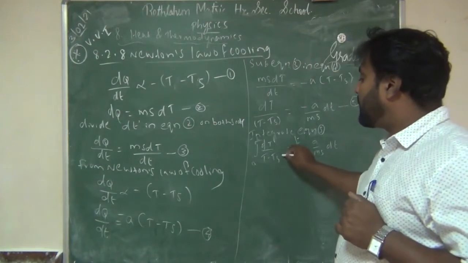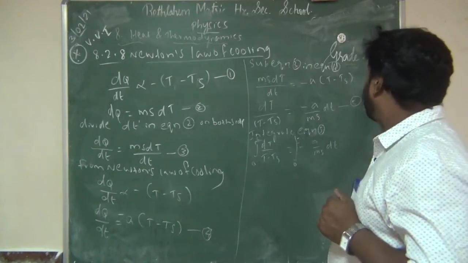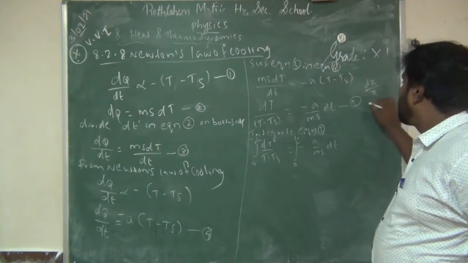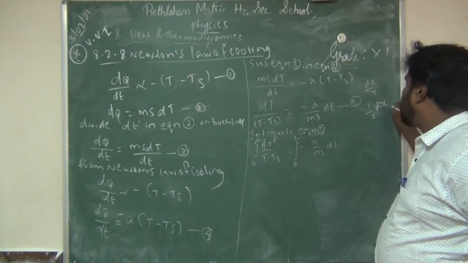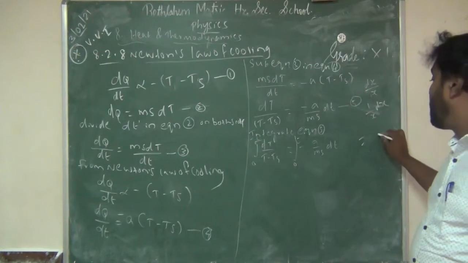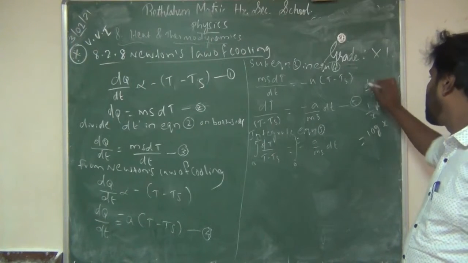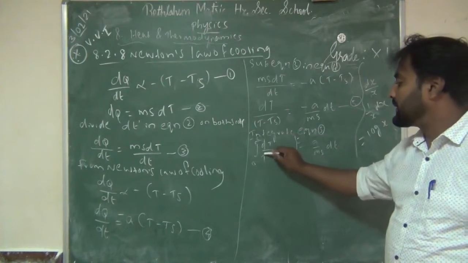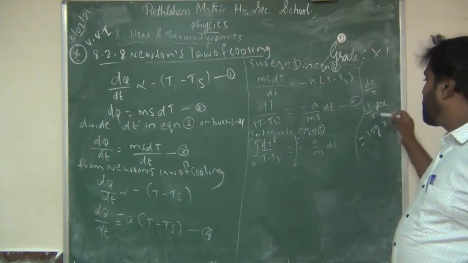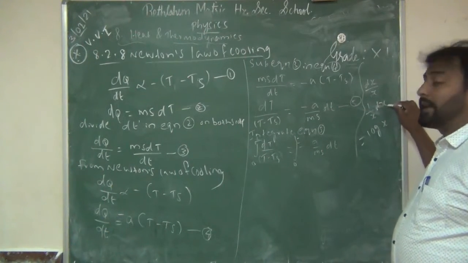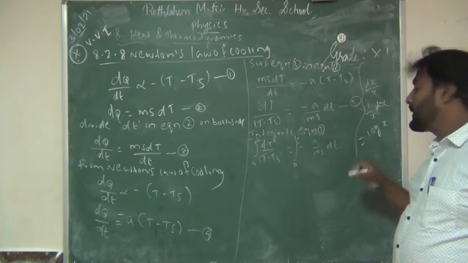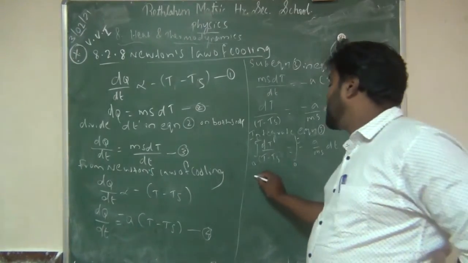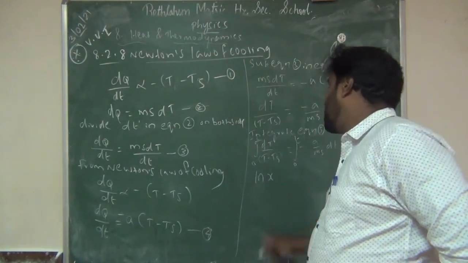This is dT by T minus Ts. This is in the form dx by x, that means 1 by x into dx. The integration of this form is log x, or you can write ln x. So the integration of this is ln x.